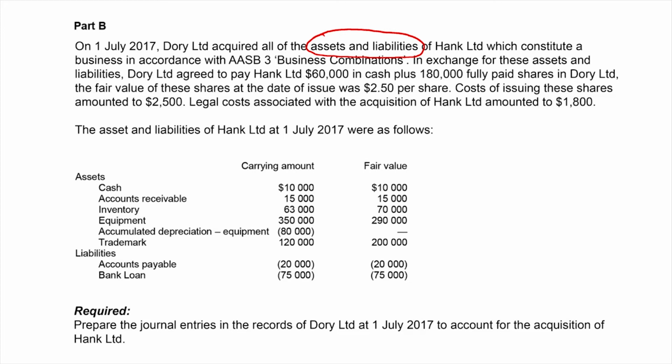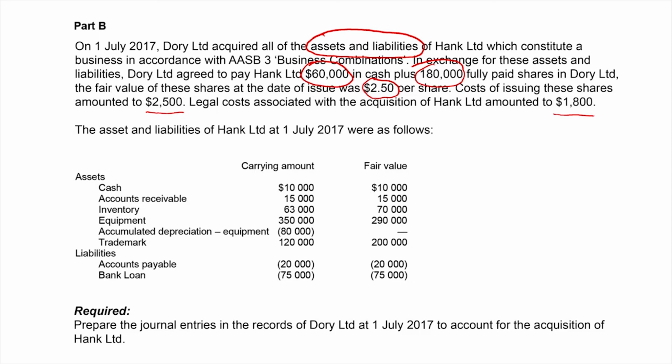So we can read the rest of the question. It says that Dory Limited agreed to pay Hank $60,000 cash and also 180,000 fully paid shares, and the price of that shares is $2.50. So we got the cash component and also the shares component as well. And after that, we also got the share issue costs and legal costs as well, which we'll deal with that separately. Okay, after that, we got the assets liabilities of Hank Limited.